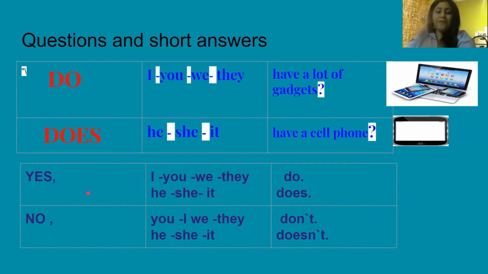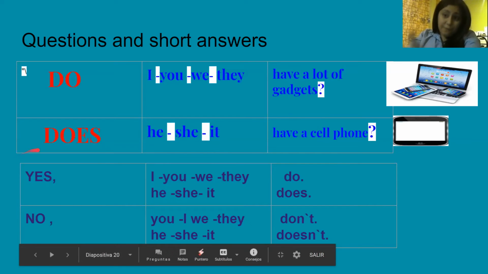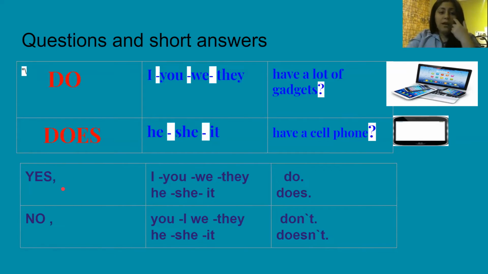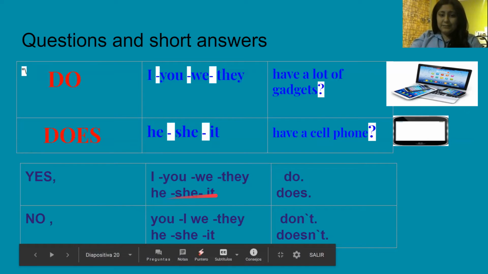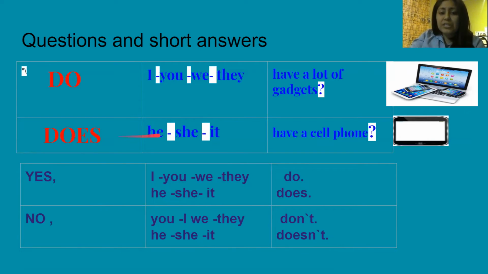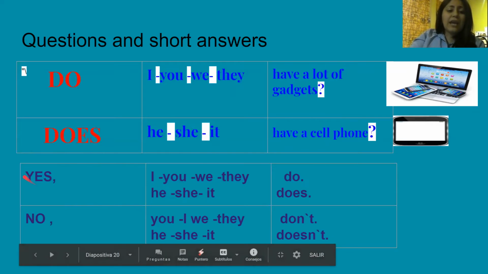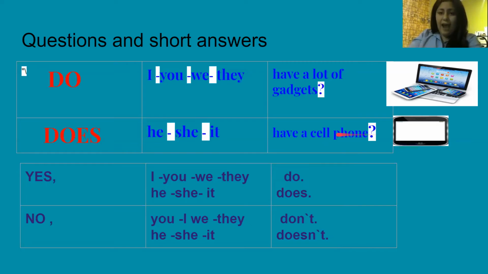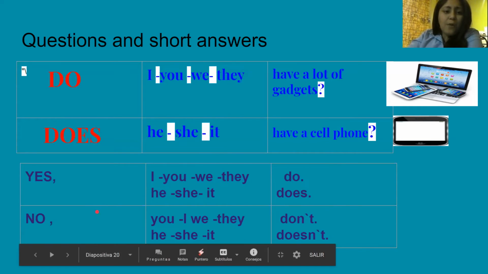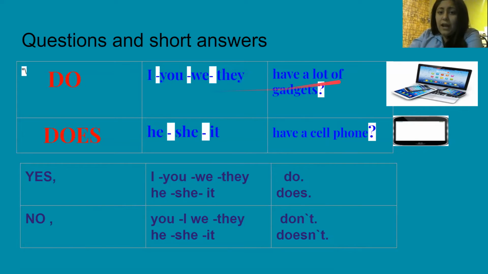For the answer, you have to use the affirmative form, yes. For example, does he have a cell phone? Yes, he does. Does she have a cell phone? Yes, she does. Okay? By negative form, for example, do you have a lot of gadgets?